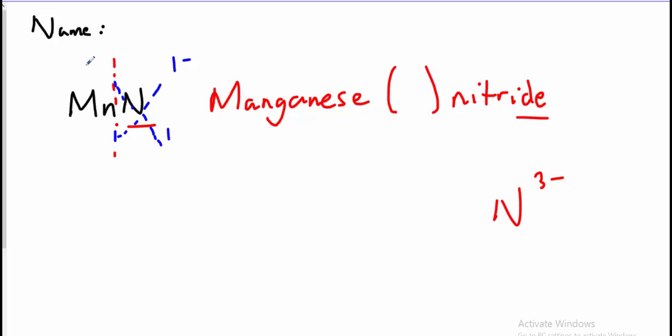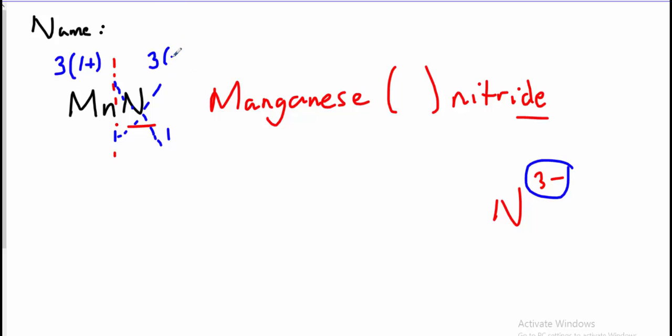+1 or 1 plus. Okay, and then before I finish, I double check, is the charge -1 correct for my non-metal? And it is not. Nitrogen has a 3- charge, so I need to multiply that by 3, and I need to also multiply this by 3 as well. I'm just going to write that correctly with brackets.